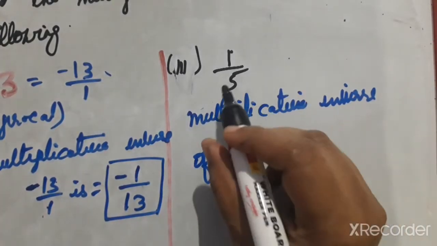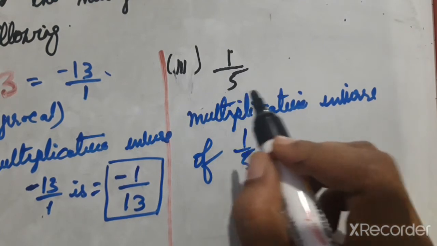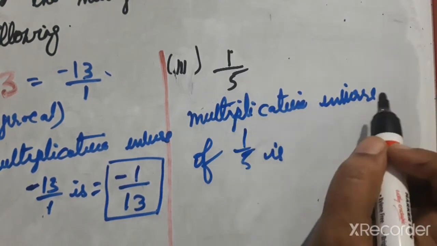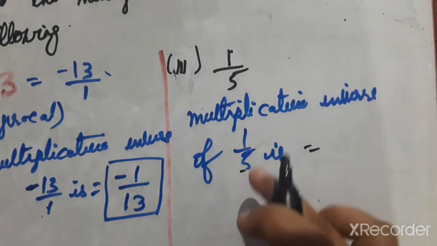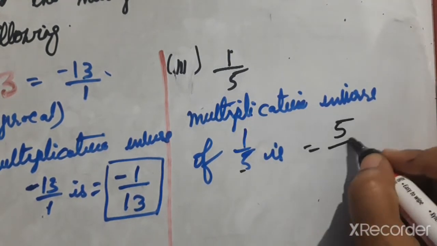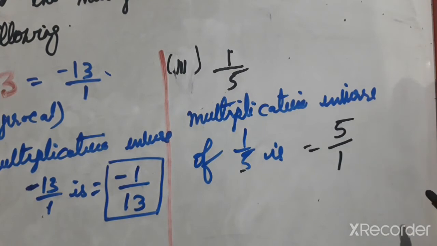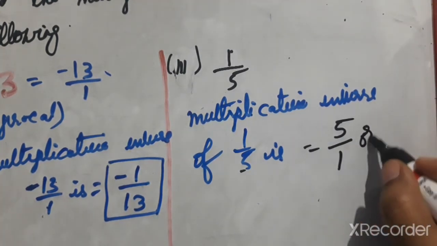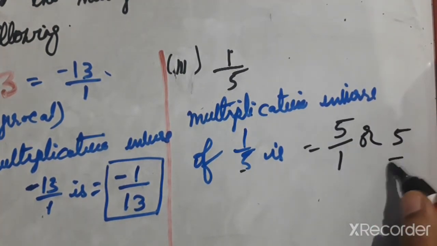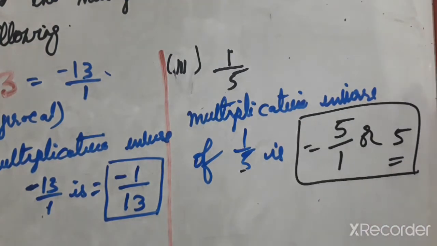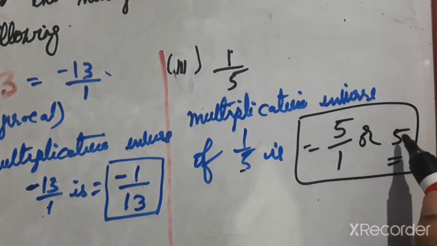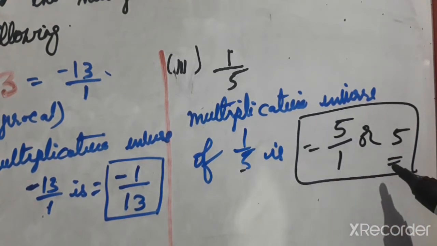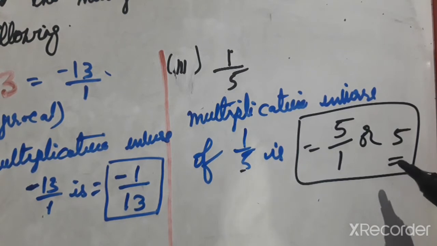Now the third question, children, 1 by 5. We have to find the multiplicative inverse of 1 by 5. So what is the reciprocal of this? 1 by 5 will become 5 by 1. So we can say 5 by 1 or just 5 is the answer. The multiplicative inverse of 1 by 5 will become 5 by 1. So 1 ones are 1, 5 fives are 5, or 5 by 1, or we can say just 5.